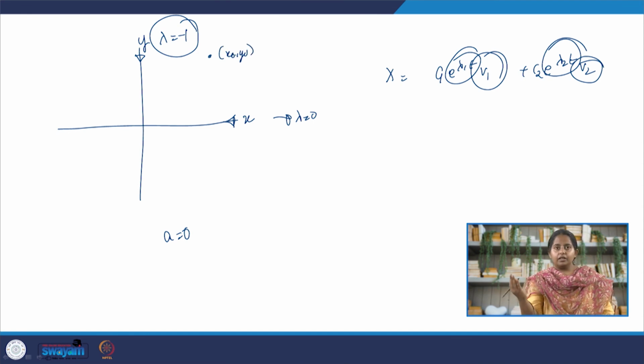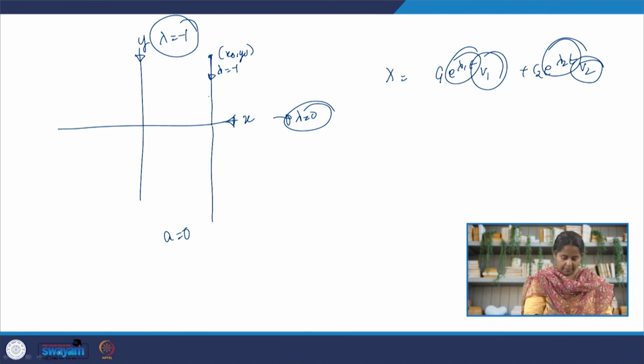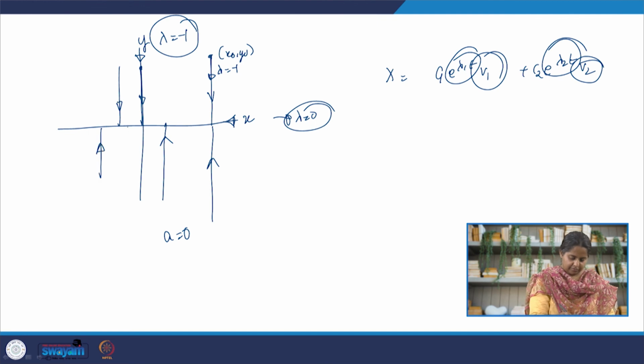The movement in the direction of the y axis is governed by lambda equal to -1. The movement in the direction of the x axis is governed by lambda equal to 0. So, no movement in the direction of the x axis, no movement here. So, in this case, how will the trajectories look? The trajectories will simply look like this. Let us say this is our starting point. No movement in the direction of the x axis.